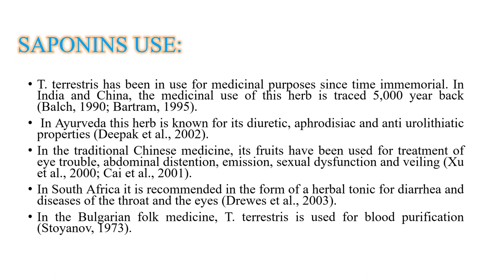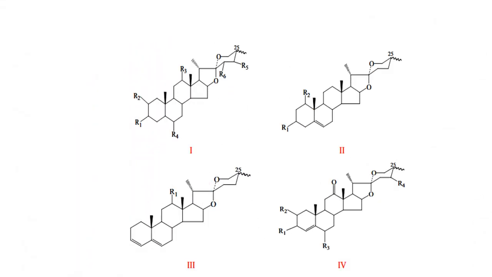In traditional Chinese medicine, its fruit has been used for the treatment of eye trouble, abdominal distension, emission, sexual dysfunction. In South Africa, it is recommended in the form of herbal tonic for diarrhea and disease of the throat and the eyes. In Belgian folk medicine, Tribulus terrestris is used for blood purification. Here these are the structures of saponin.